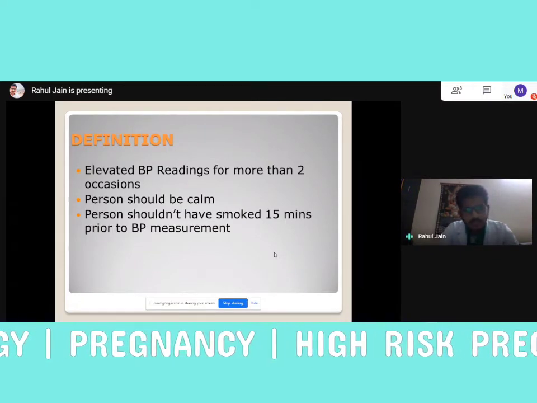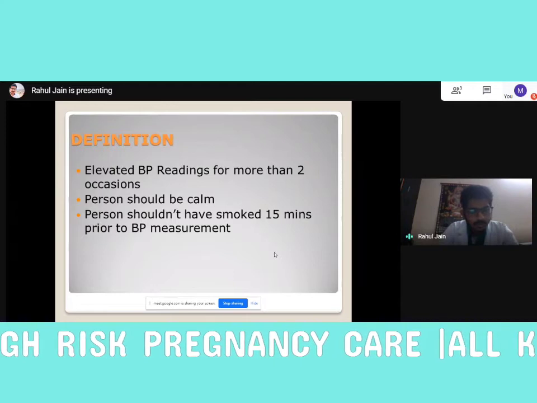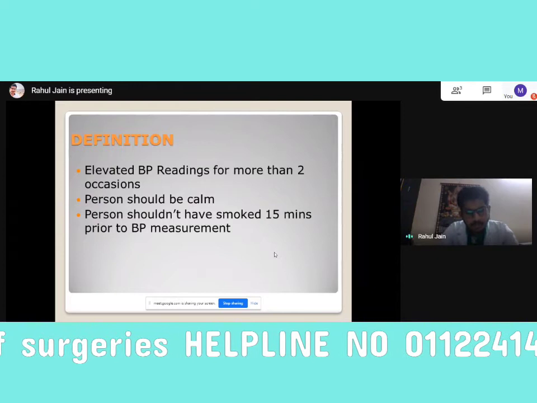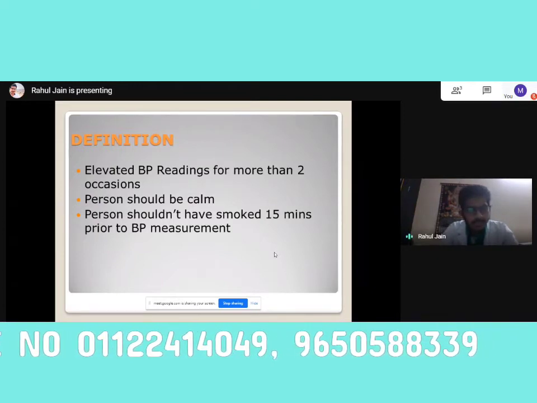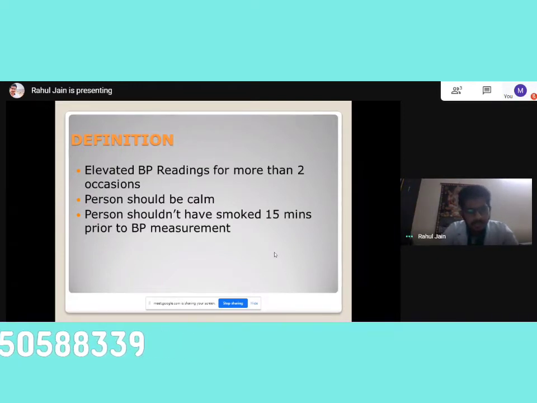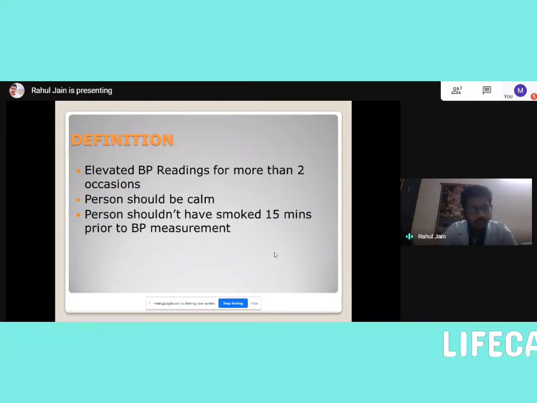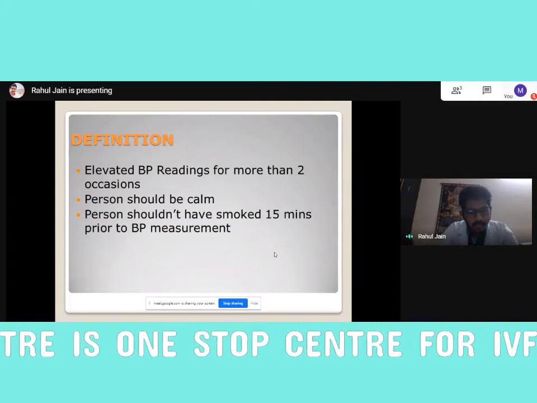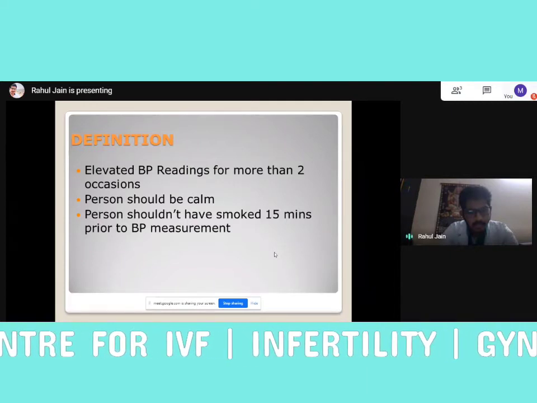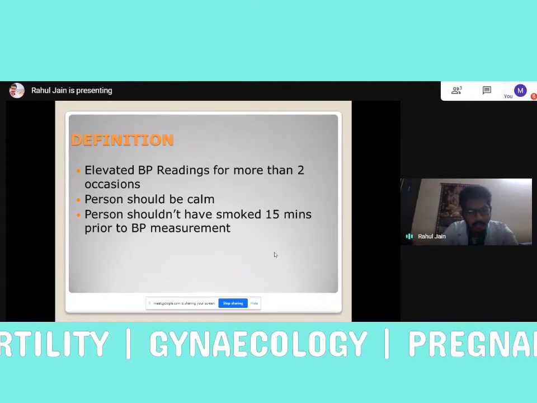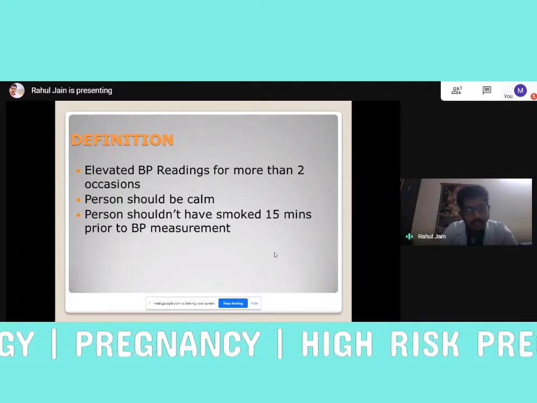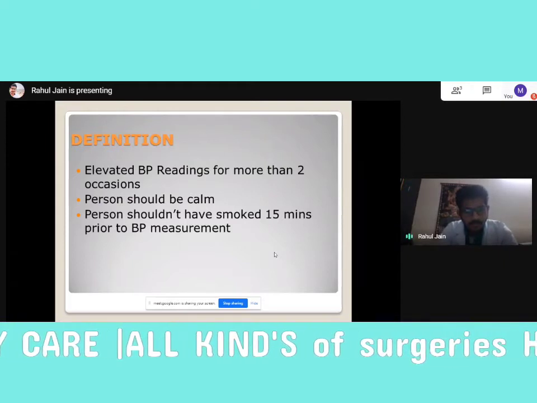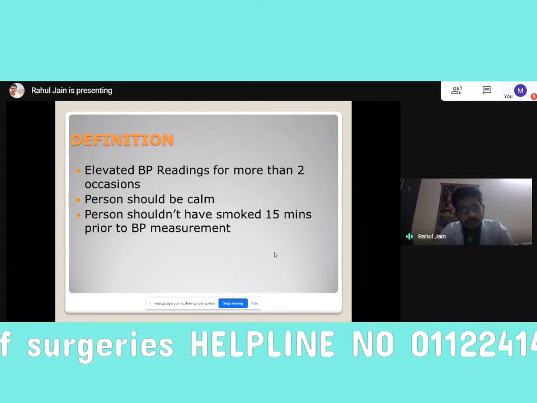I feel before discussing any pathological condition, we should always know normal physiology. So what is hypertension? Blood pressure readings for more than 2 occasions. Basically, the occasions should be 4 to 6 hours apart, and that elevated BP reading should be more than 140/90 according to JNC8 guidelines, and the person should be calm, and he or she should not have smoked 15 minutes prior to BP measurement, because smoking causes nicotine.